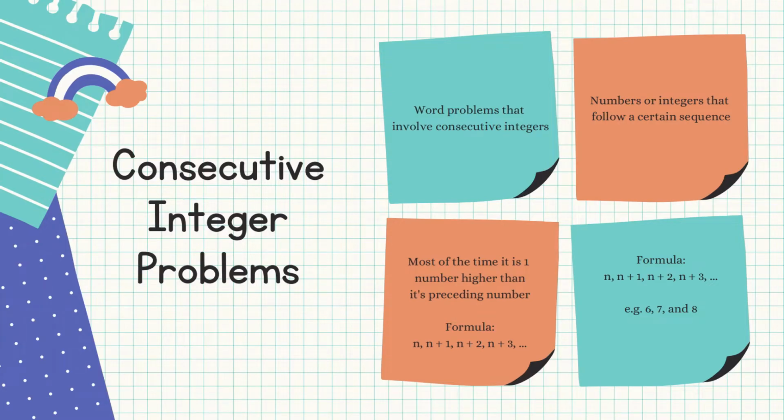The first variety is consecutive integer problems, word problems that involve consecutive integers, numbers that follow a certain sequence. This variety follows the pattern of one number higher than its preceding number. For example, 8 is one number higher than 7, and 7 is one number higher than 6. It uses the formula n, n plus 1, n plus 2, n plus 3, and so on. The formula itself can be widened if the question requires 4 or more consecutive integers.